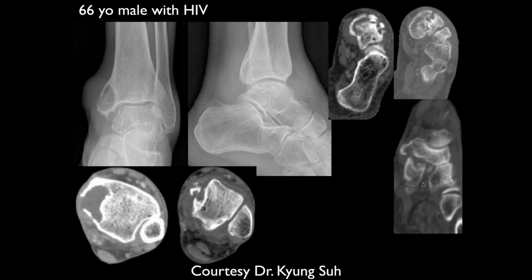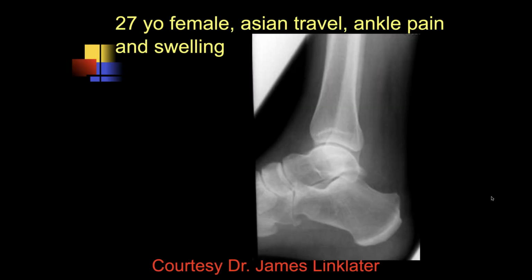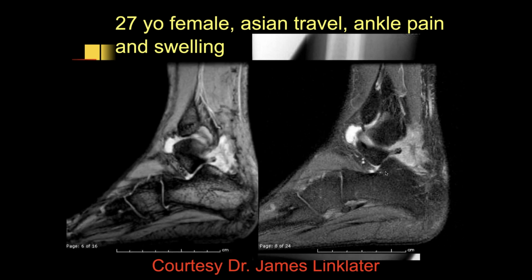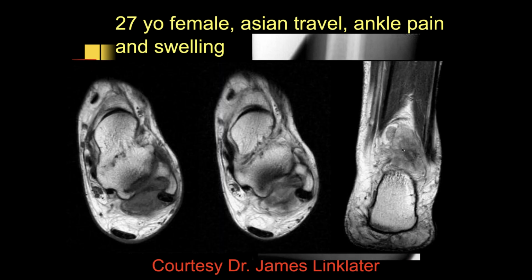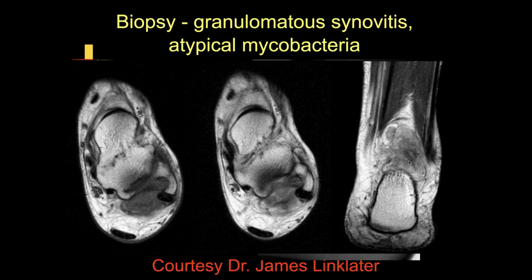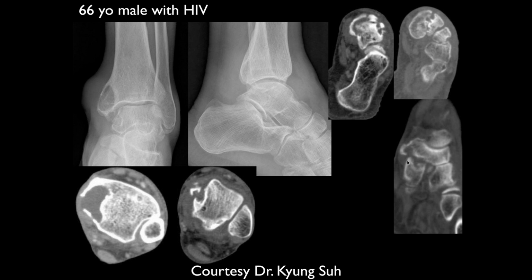So back on those first images, was there actually any joint effusion at all, or was that just all synovial thickening? This is all synovial thickening, but I'd call it joint effusion as well. Yeah, well, maybe there's some, but most of it's synovial thickening. This is all synovial thickening back here. And that was atypical mycobacteria. Okay, Ashu.